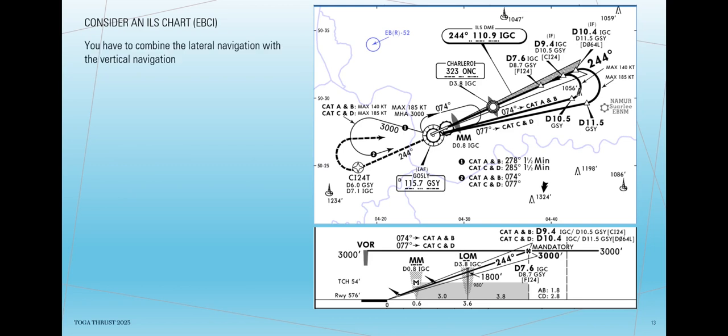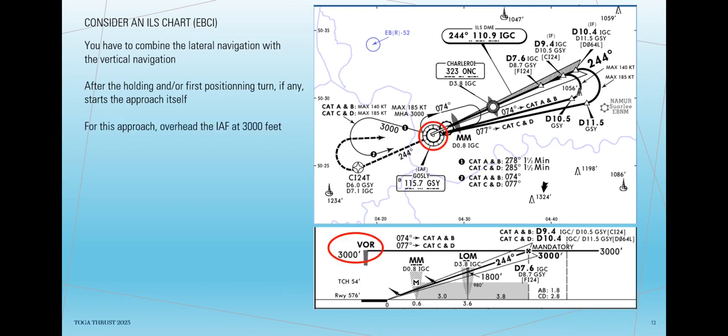You have to combine the lateral navigation with the vertical navigation. After the holding and, or first positioning turn, if any, starts the approach itself. For this approach, overhead the initial approach fix at 3,000 feet. On the outbound leg at 3,000 feet. During the inbound turn at 3,000 feet. Until the final approach fix at 3,000 feet.